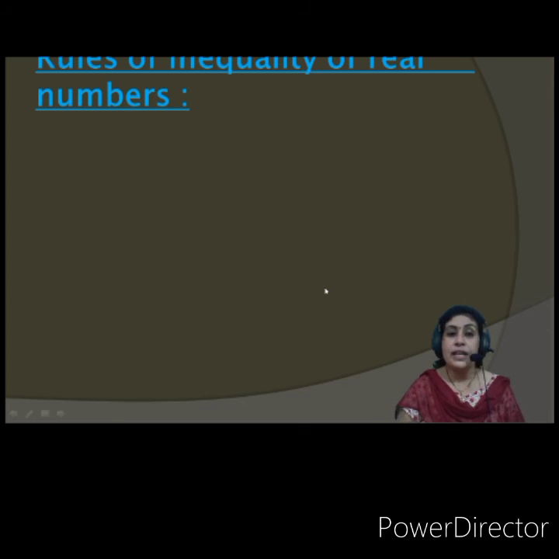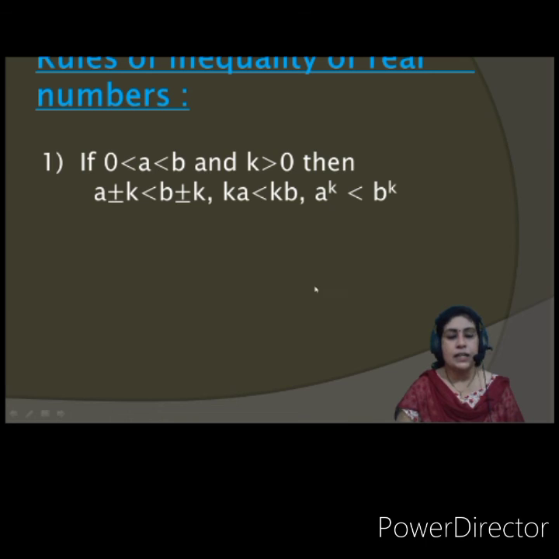Inequality of real numbers. Understand? If a is greater than 0 but less than b and k is greater than 0, then a plus or minus k will always be less than b plus or minus k. Or if I multiply like this, k into a will always be less than k into b, or a raised to k less than b raised to k.